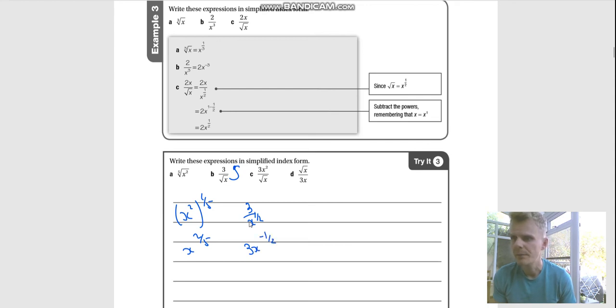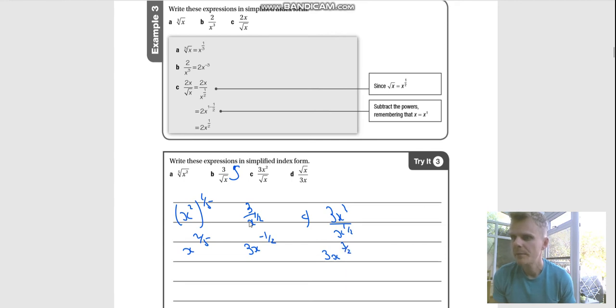Okay. For C, we just simplify. So we've got 3x squared over x to the power of a half. Rule of index number, so we subtract indices under division. So 2 take away a half is 1 and a half, or 3 over 2. So we end up with 3 times x to the power of 3 over 2.